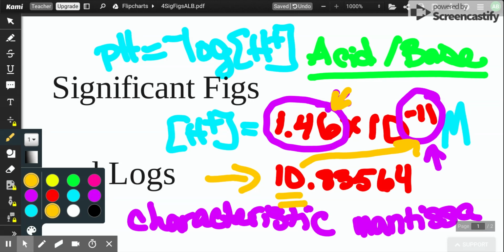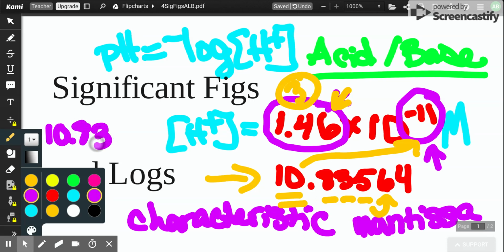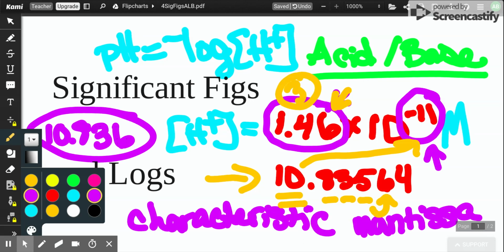If you look at the number of digits they give me for my mantissa, it's 1.46, and that's 3 sig figs. So I'm going to get 1, 2, 3 decimal places after my characteristic, because my mantissa is 3 sig figs. I look next door to see whether I round up or stay the same, and I round up. My answer, which is going to be over here, is going to be 10.836. That's going to be my answer.